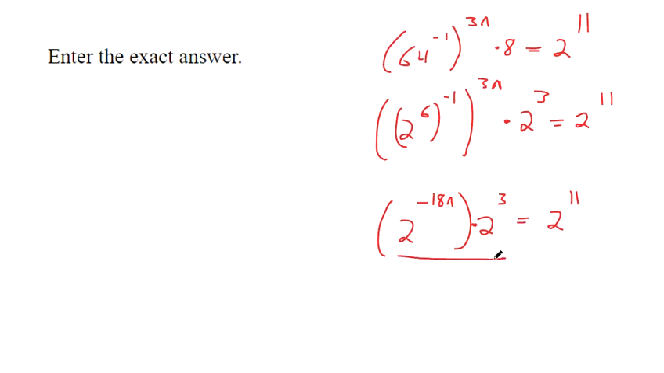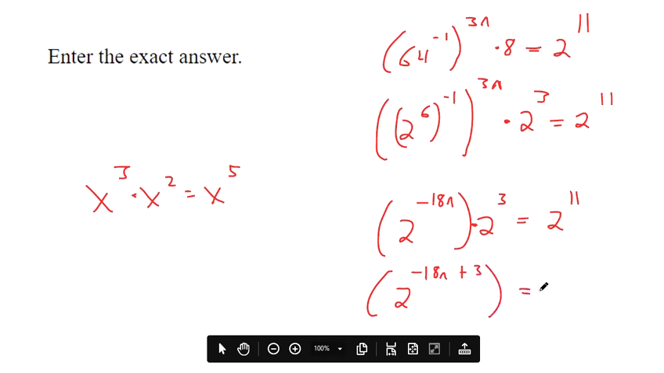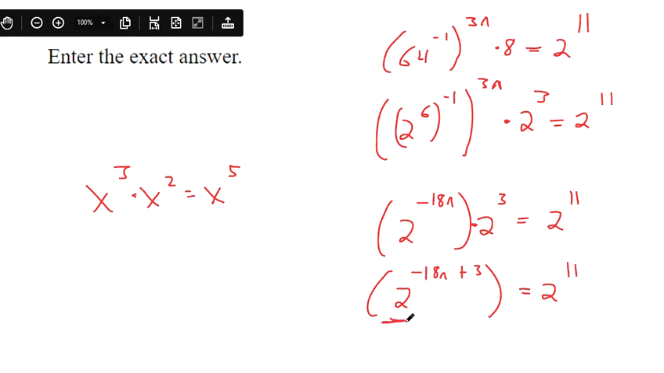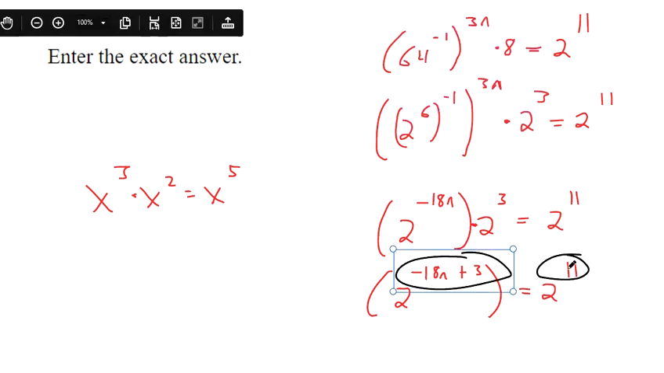And now when you're trying to evaluate here, if you have x to the 3rd times x to the 2nd, your answer is x to the 5th, because when you multiply things with similar bases, the powers add up. So here, the powers are going to add up. This is going to be 2 to the negative 18n plus 3. Okay, and now we have the left side is all in terms of 2 to some power. The right side is all in terms of 2 to some power. The only way these two sides are going to equal each other is if the powers are equal to each other. So we can make a smaller equation.